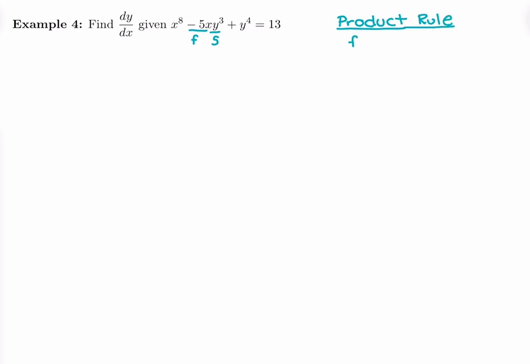So just a quick reminder, product rule: we're going to do derivative of the first, original second, plus derivative of the second times the original first. So tricky problem here. We have x to the 8th, but then that minus 5x times y cubed, we're going to have to use the product rule, plus y to the 4th equals 13.